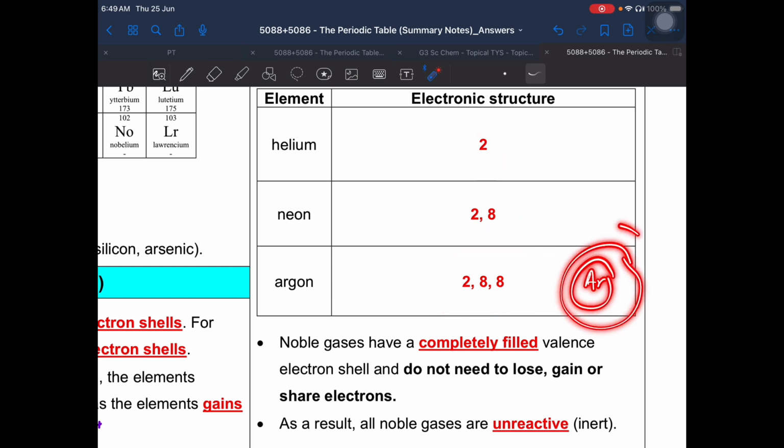So you know that your argon will look something like this with your electrons. All of them have what we call a completely filled valence electron shell, and that actually stabilizes the whole element, which makes them not want to go through any reaction. Okay, so that's for our group 18, also known as group 0.